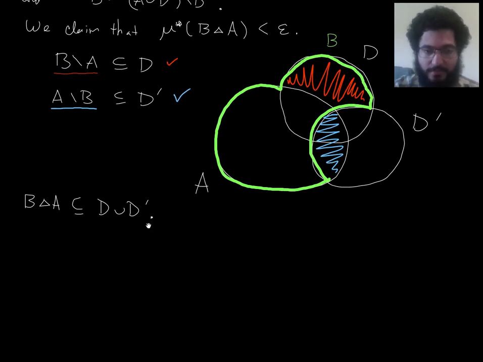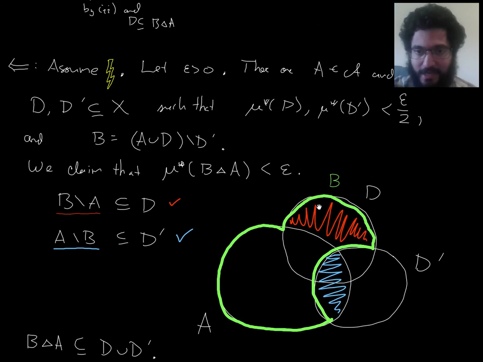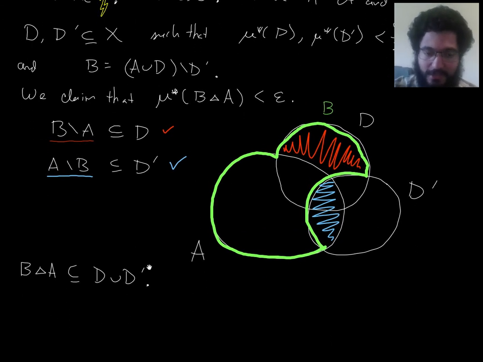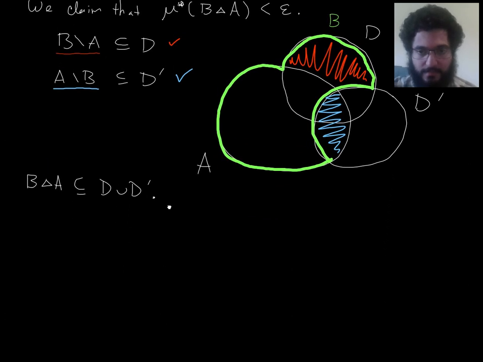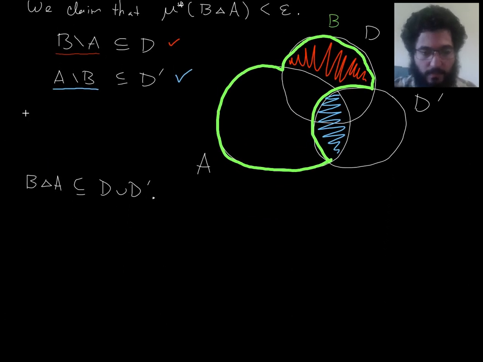Okay, well, there's something to prove there. Remember, we call it an outer measure, but that doesn't mean it's a measure. If we knew it's a measure, then it would be finitely subadditive at least. So the measure of this union would be less than or equal to the measure of this plus the measure of that. So there's something to prove here.